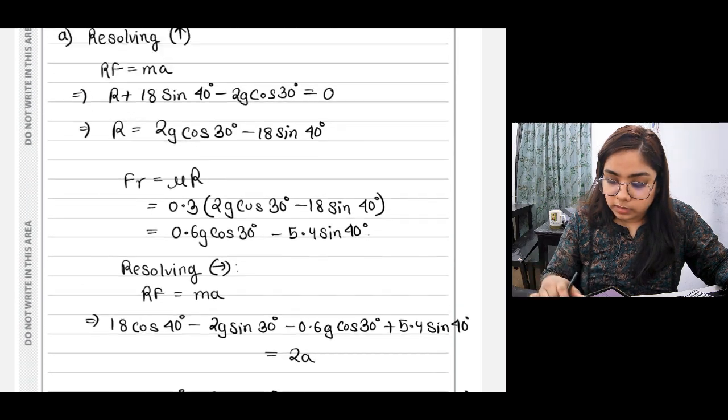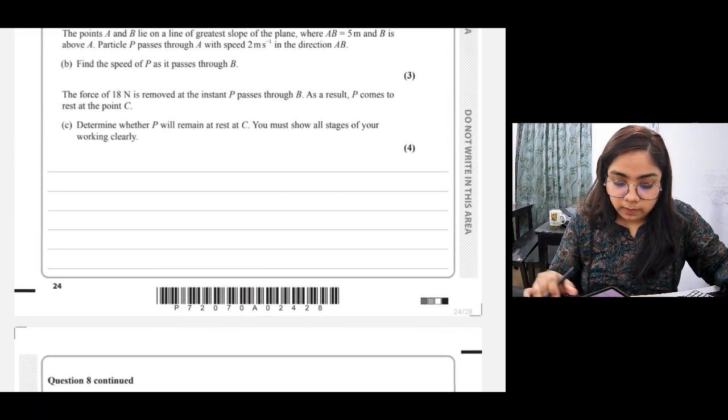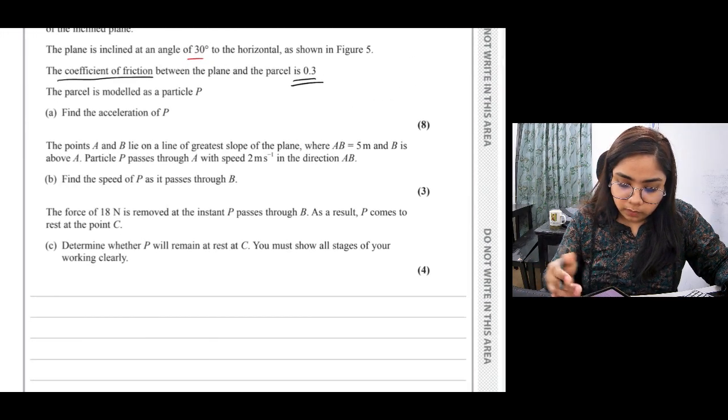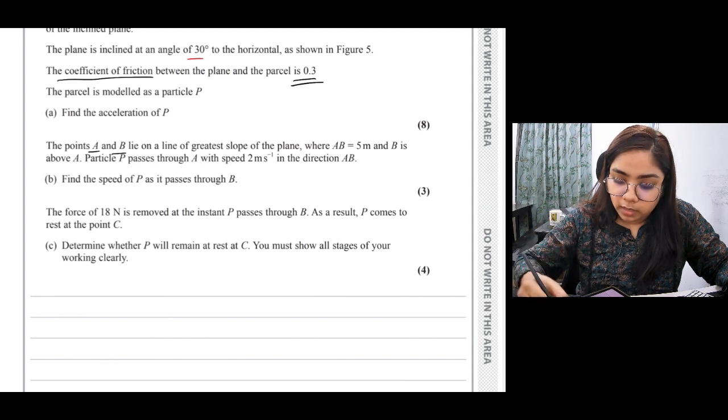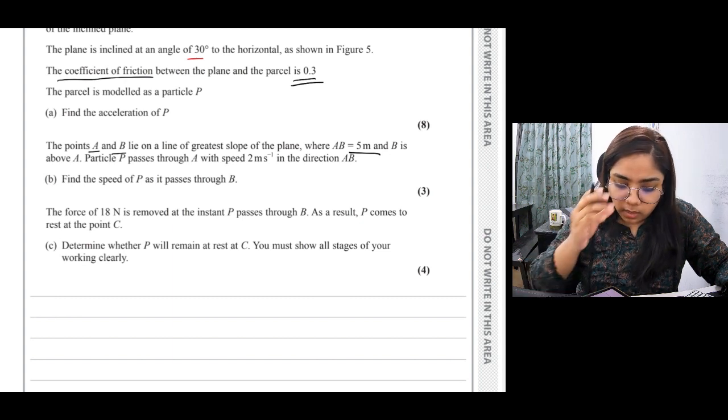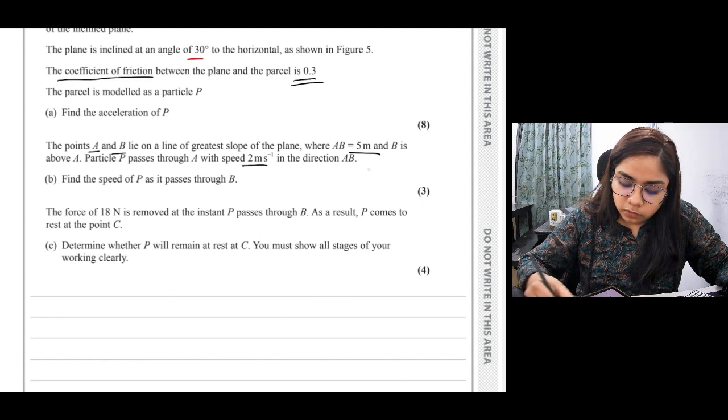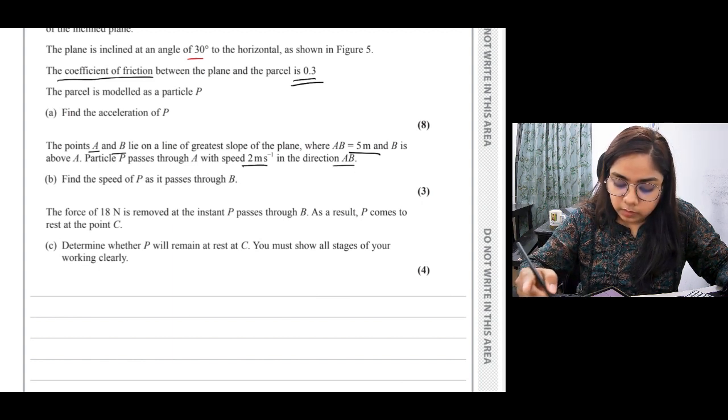Now this was the working for part A. Let's move on to part B. For part B, it says that the points A and B lie on the line of greatest slope, like that means on the plane, and they have a distance of 5 meters, and B is above A. Particle P passes A with speed of 2 in the direction of AB. Find the speed of particle P as it passes through B.